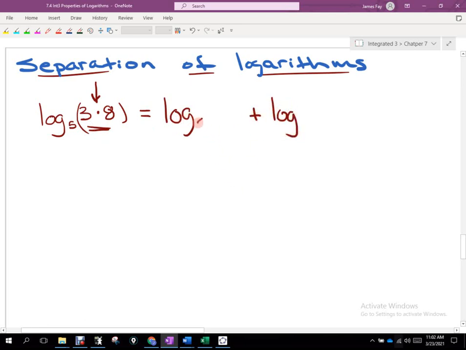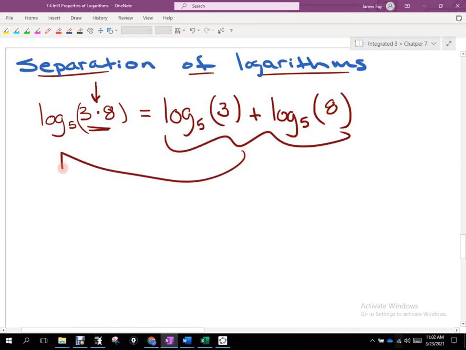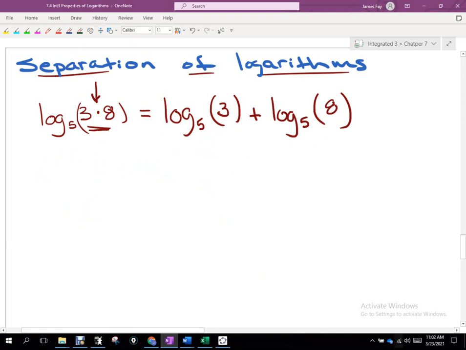They should be base 5, both of them. And now what is going to go here? 3 is going to go there, and what's going to go here? 8. So yesterday, day before, we were starting with this side, going to that side, right? Okay. Now we're reversing the order.